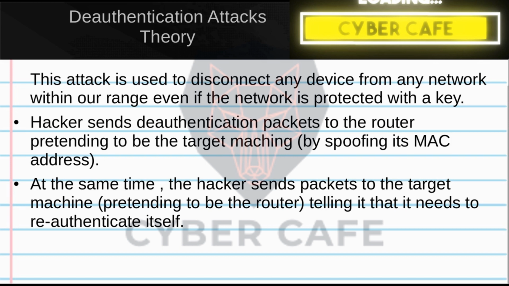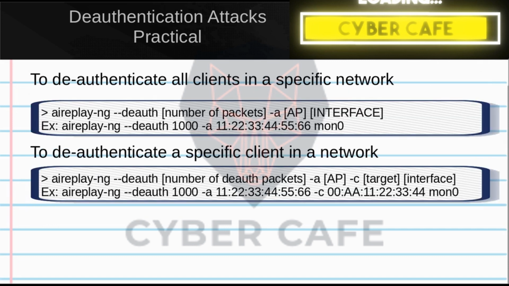So we're going to pretend to be the target client and tell the access point that we want to disconnect from you. And then we're going to pretend to be the access point and tell the client, you need to reconnect, you need to re-authenticate yourself. When we do that, the connection is lost. We're going to use a tool called AirplayNG to do it. So let's see how we can do that.